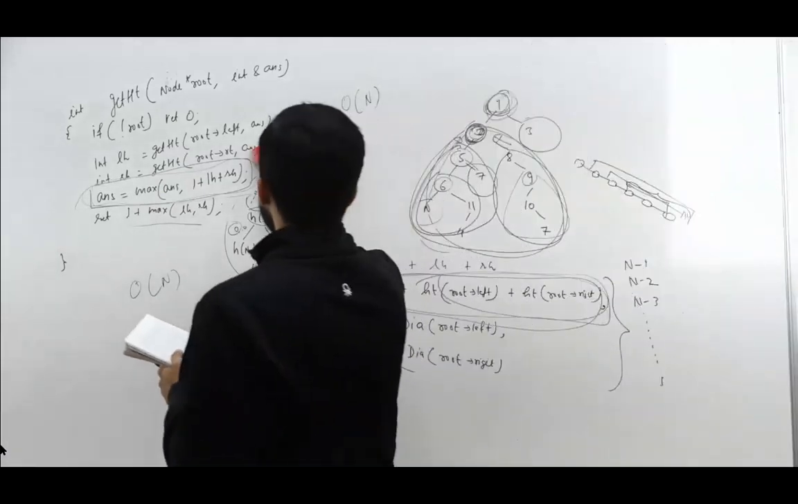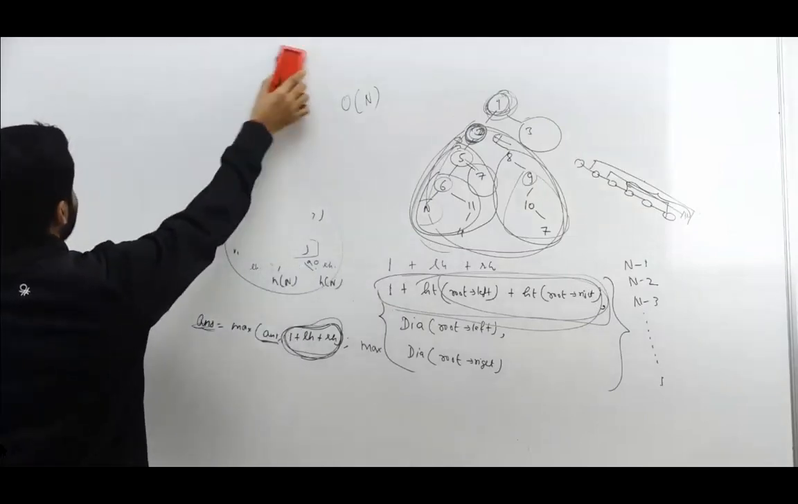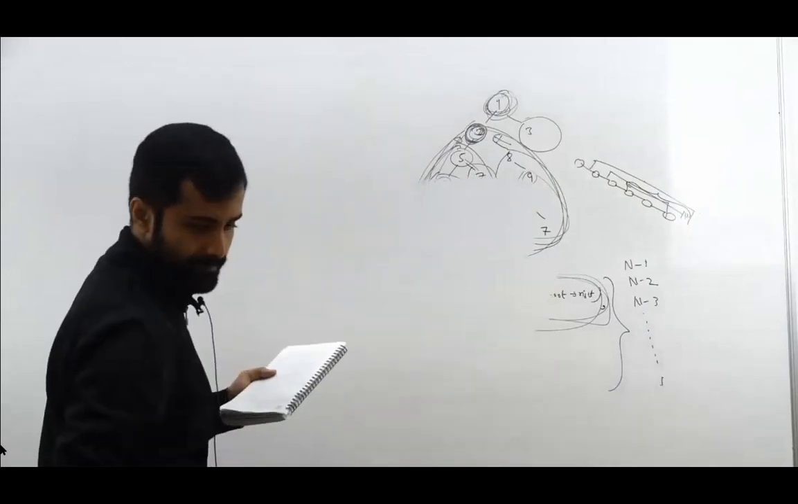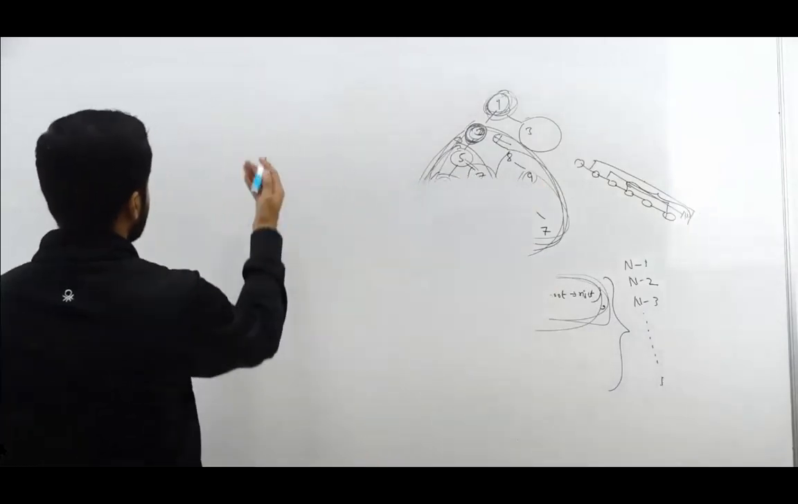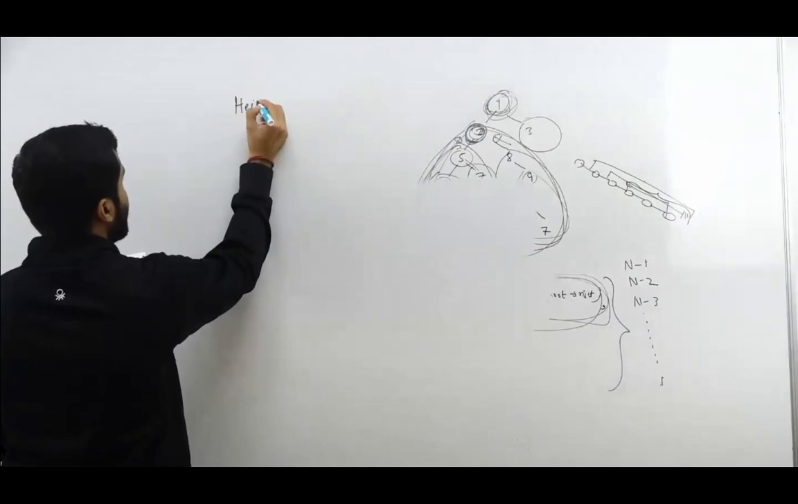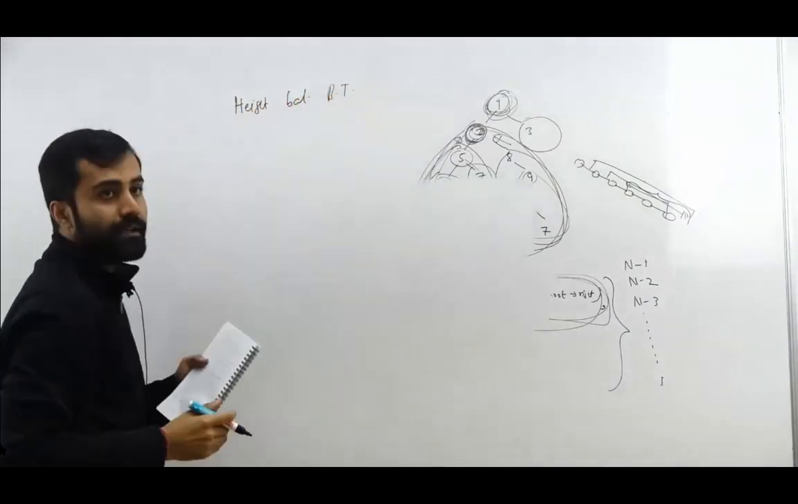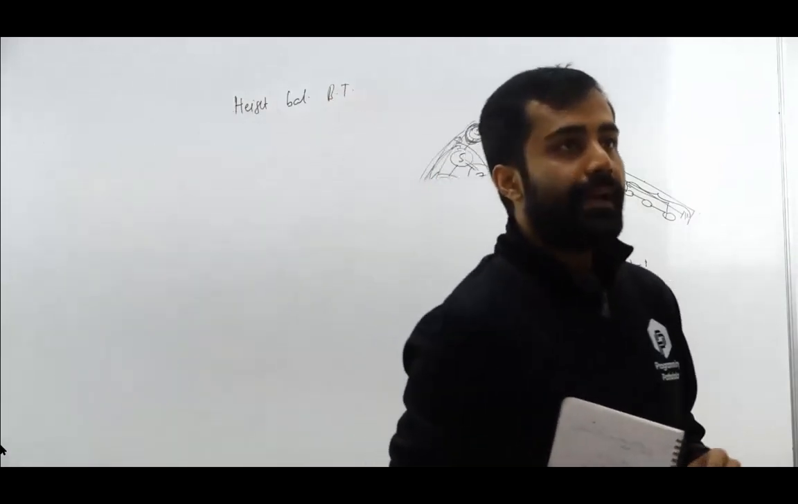So there is a very well-known category of binary tree, and that is called a height balanced binary tree. So what is the height balanced binary tree?